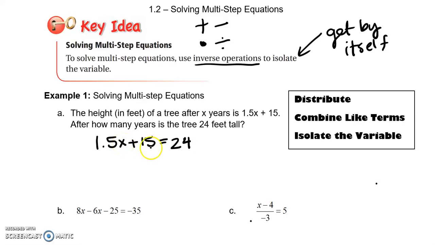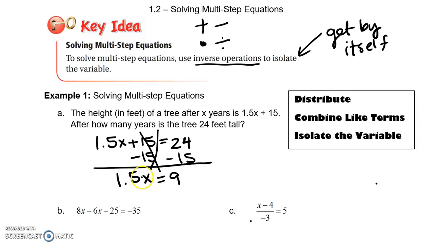In order to do that, we need to get rid of what's with it. And you must start, if there's addition or subtraction, you must start with that. And remember, what you do to one side of the equation, you have to do to both sides. That cancels out and makes 0. So I have 1.5x equals 24 minus 15 is 9. So now I'm left with 1.5x equals 9.